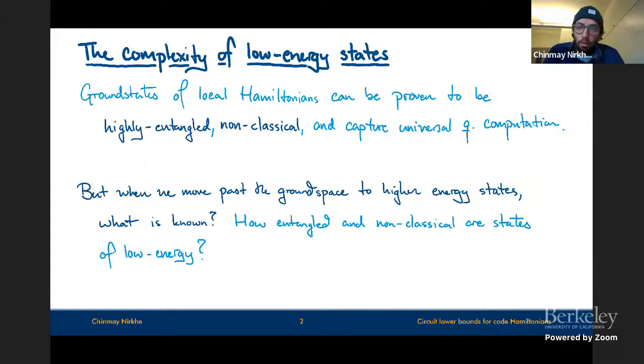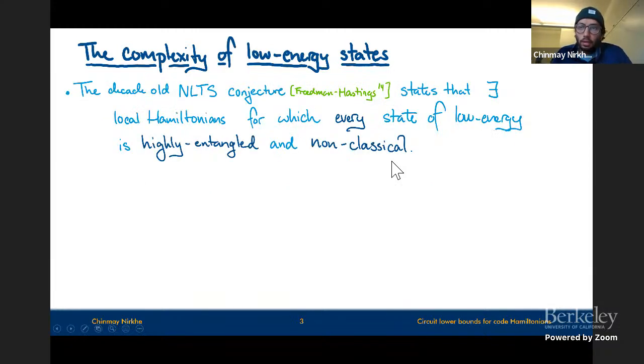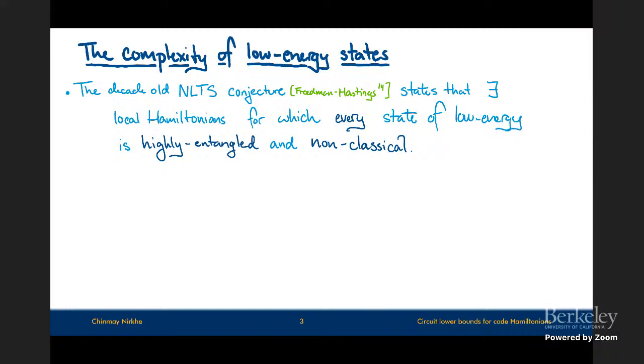So the goal of this paper is to rigorously analyze and understand how entangled and non-classical states of low energy could be. And we'll do that in a very precise manner. To preface, there was a conjecture formulated by Freedman and Hastings in 2014 called the NLTS conjecture, the no low energy trivial states conjecture, which posited that there were Hamiltonians, so physical systems one could write down on a piece of paper, local physical systems for which every state of low energy is highly entangled and non-classical, and they even provided a very rigorous definition of highly entangled and non-classical.